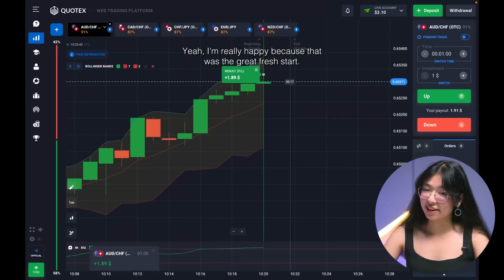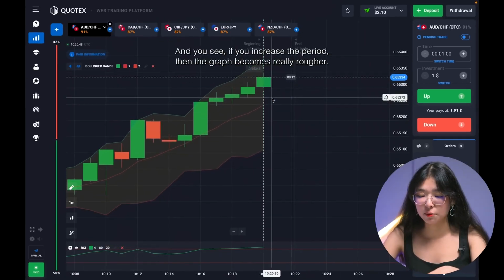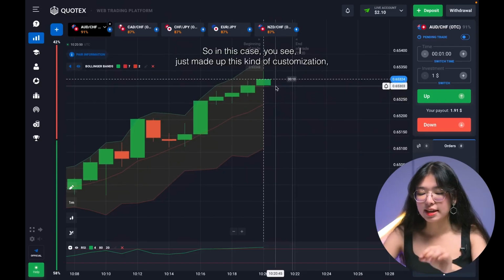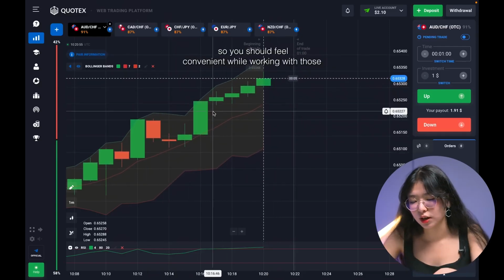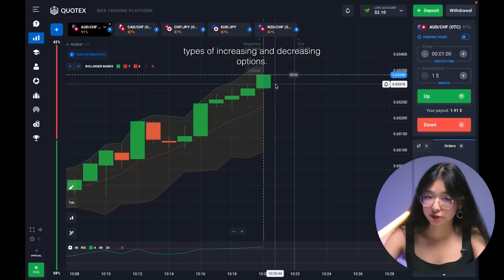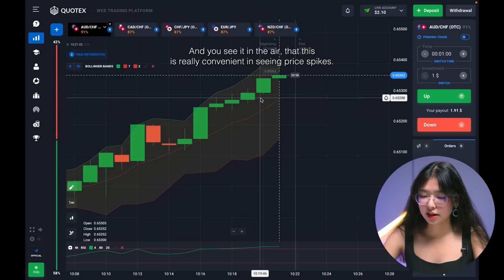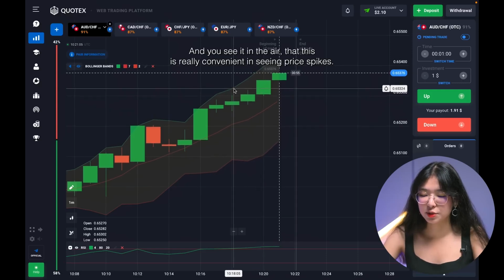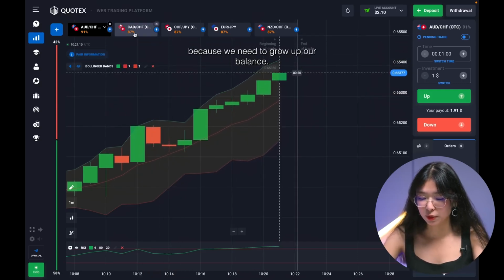And guys, I'm really happy because it was a great fresh start. You see, if you increase the period then the graph becomes much smoother. In this case I just made this kind of customization. You should feel comfortable while working with these types of increasing and decreasing options, in an area that is convenient and clearly visible price-wise. And we have to go to our second currency pair because we need to grow our balance.